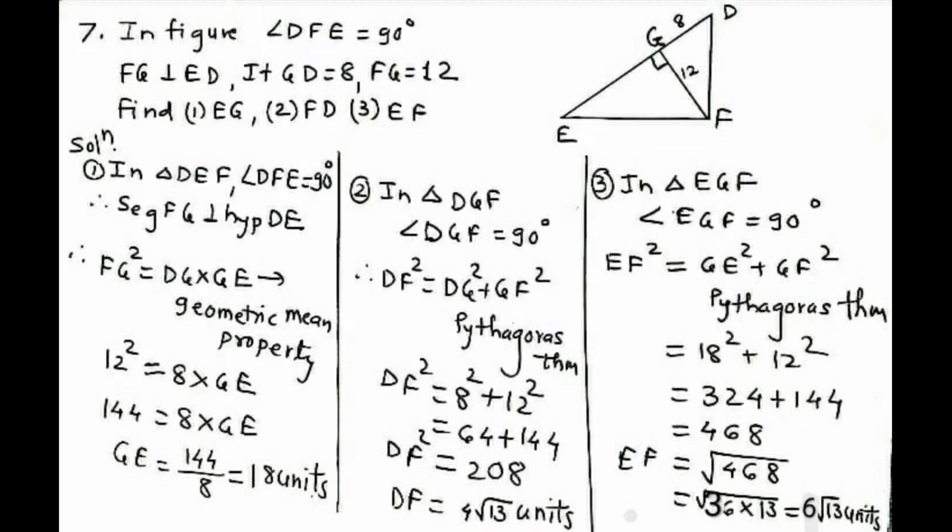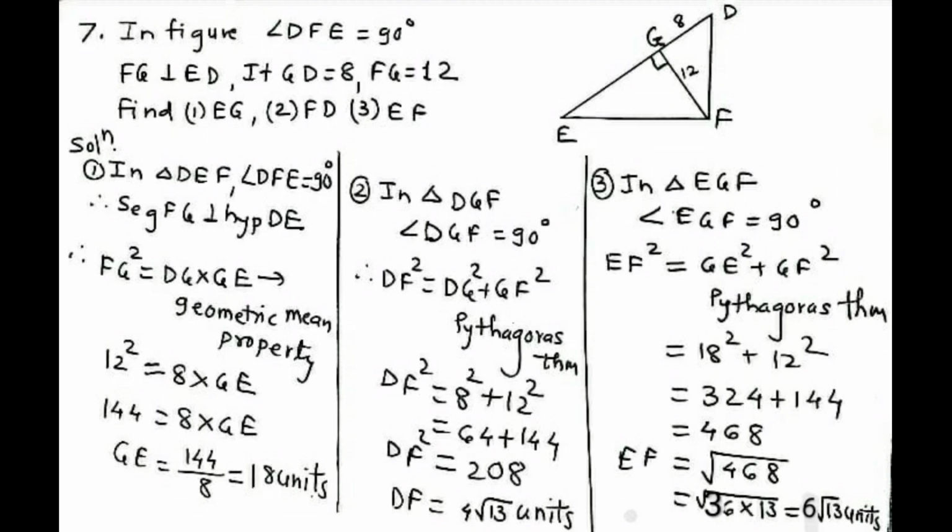12 square is equal to 8 into GE. So 12 square is 144, which is equal to 8 into GE. GE is equal to 144 upon 8, that is 18 units. Now consider triangle DGF. This is a right angle triangle. I know the value of two sides, that is GD and GF. So using Pythagoras theorem, I will find out the value of DF.